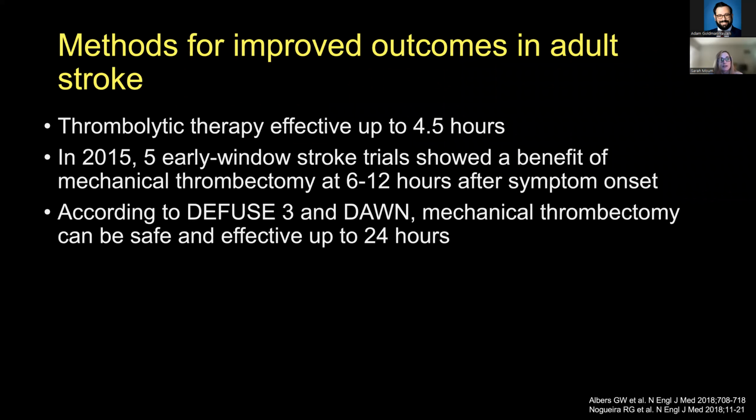In 2015, 5 early window stroke trials showed a benefit of mechanical thrombectomy at 6 to 12 hours following symptom onset. Most recently, the DIFFUSE 3 and DAWN trials demonstrated that it can be safe and effective to perform mechanical thrombectomy up to 24 hours following a patient's last known normal in certain clinical scenarios. Given the efficacy of these therapies in adults and associated improved patient outcomes, centers are trying to adopt these same strategies and therapies in children.